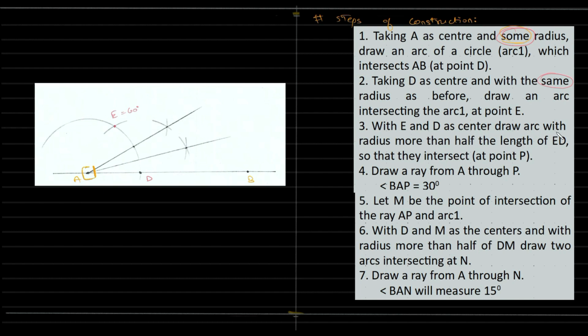With E and D as centers, draw arcs with a radius more than half the length of ED so that they intersect at P. So that's P. Draw a ray from A through P and this will give us 30 degrees. Let M be the point of intersection of AP and arc 1. So that's M. With D and M as centers, we are basically finding the average between 0 and 60 first. That's 30 degrees. Again, remember, average is nothing but bisecting. And last, we are finding the average between 0 and 30, which will give us 15 degrees.